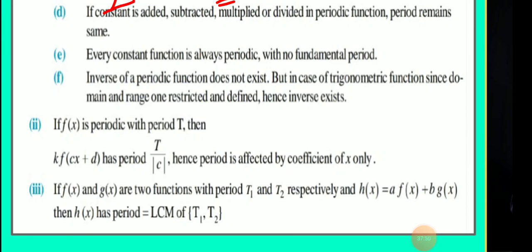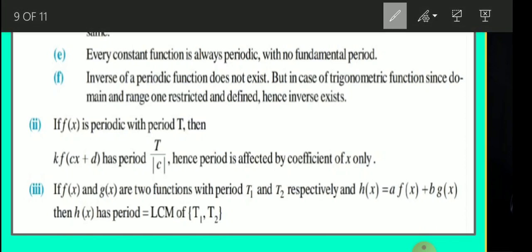Now, if f(x) is periodic with period T, then k·f(cx plus d) has period T by mod c. This is very important from the IIT point of view. Here c is the coefficient of x, and you have to divide the period by it. So we say the period is T upon mod c. We will take some examples to understand this.